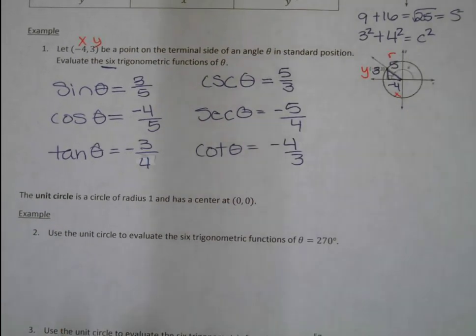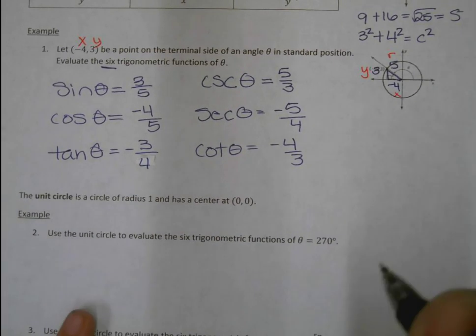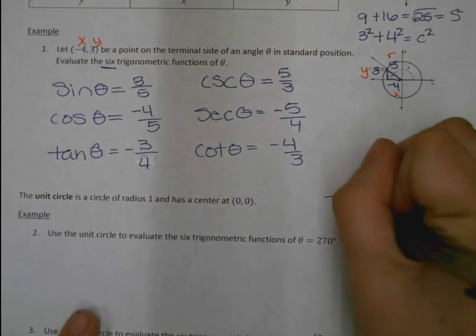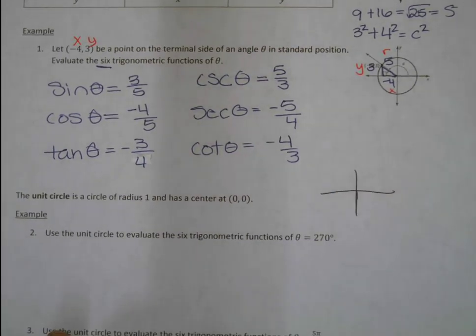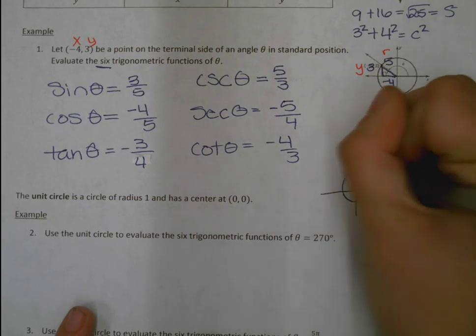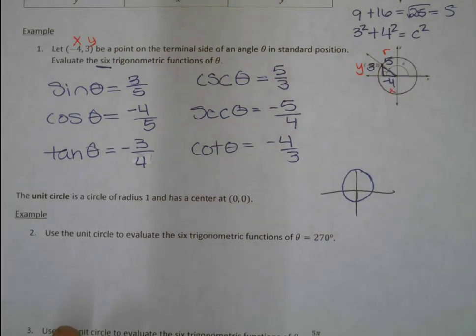Okay, so the next thing I want to talk about is called a unit circle. This is a circle that's centered at the origin, so 0, 0. When I draw it, I should have drawn the circle before the graph.